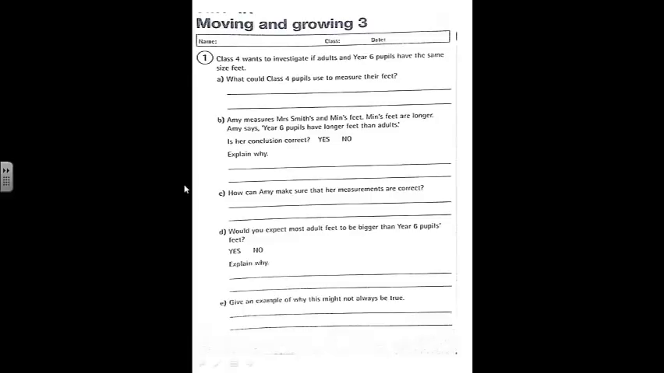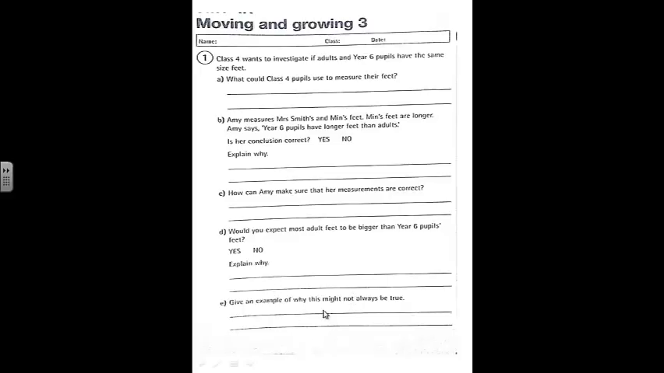So the answer is yes, adult feet are expected to be bigger than year 6 pupils'. Explain why. Because year 6 pupils are still growing and their bones are still growing, while the adults reach their most in growth and their bones are bigger.